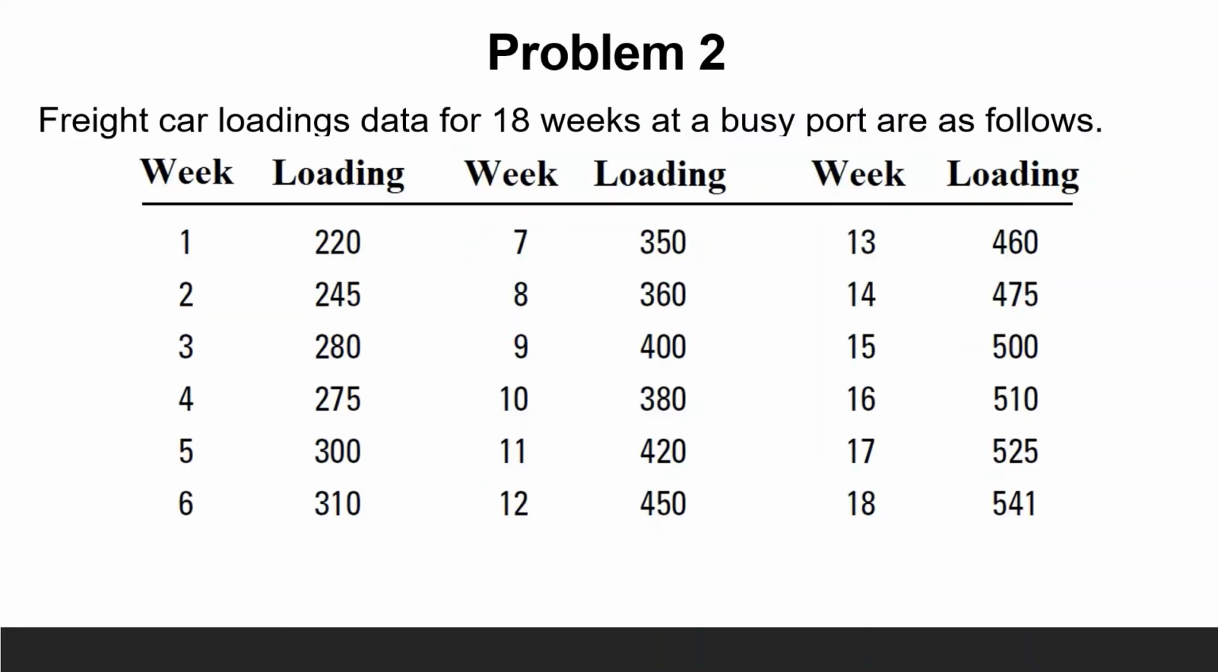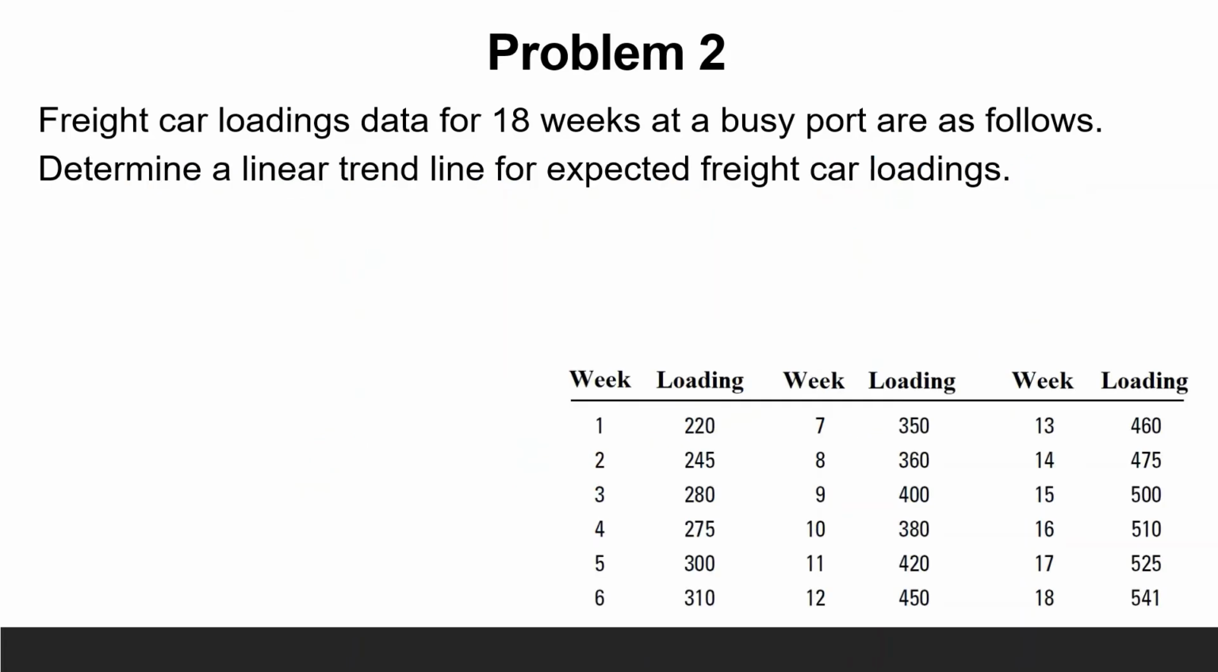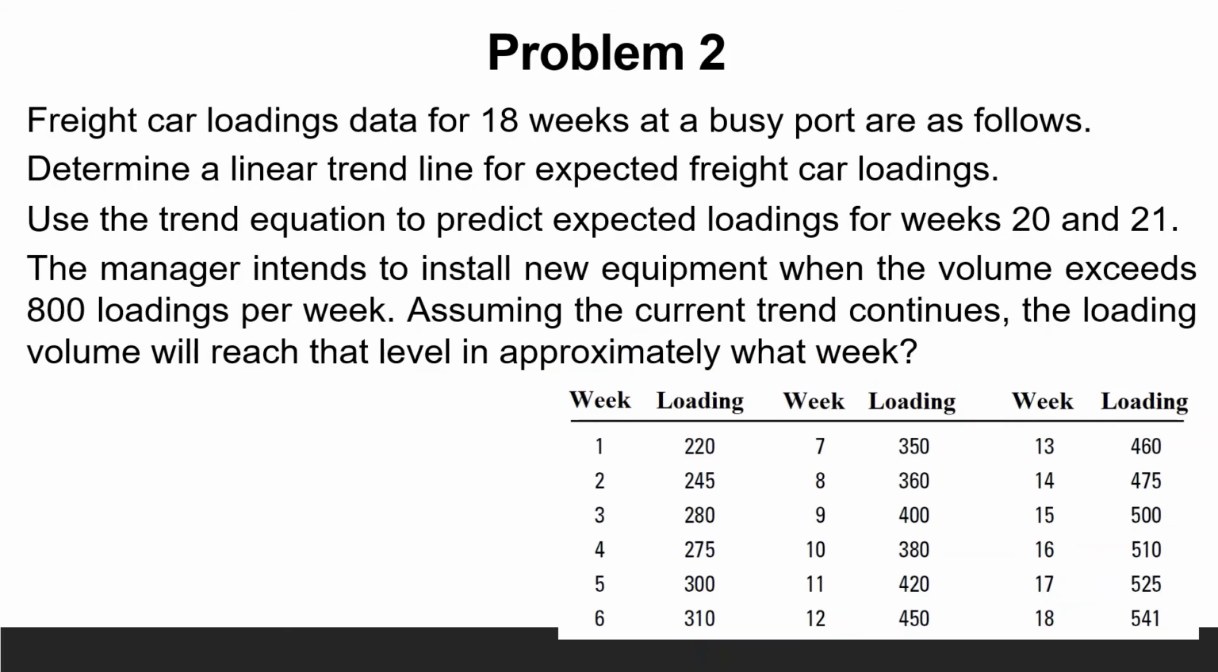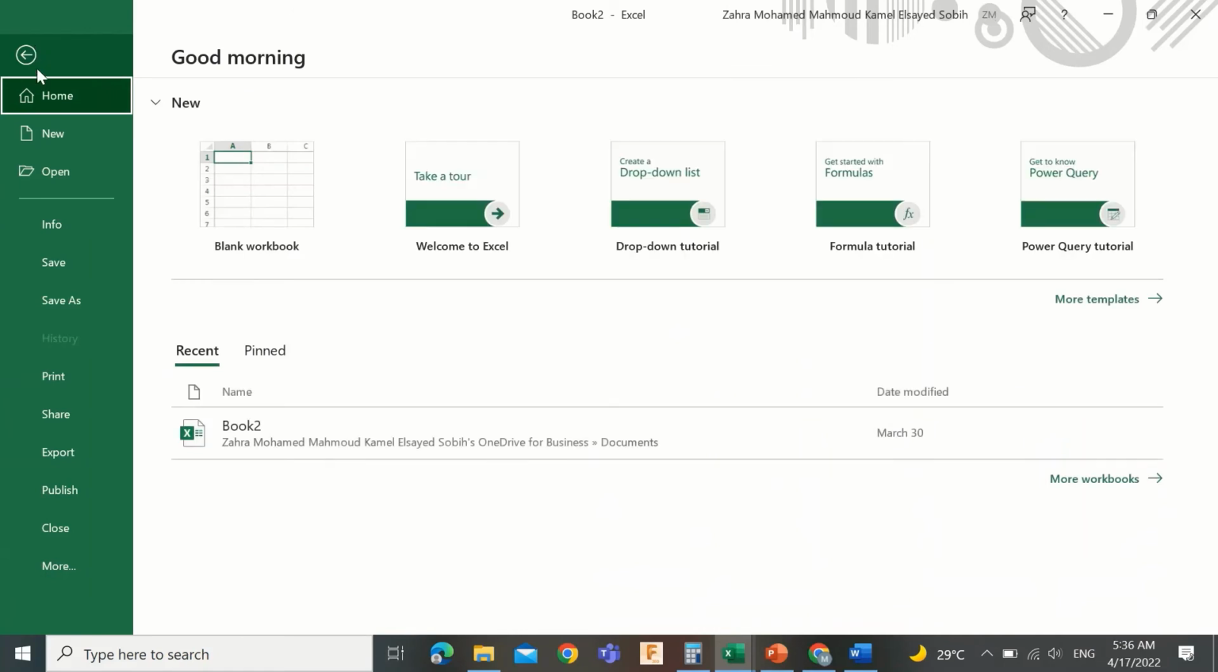Let us solve another example using Microsoft Excel and the calculator. Freight car loadings data for 18 weeks at a busy port are as follows. Determine a linear trend line for expected freight car loadings. Use the trend equation to predict expected loadings for weeks 20 and 21. The manager intends to install new equipment when the volume exceeds 800 loadings per week. Assuming the current trend continues, the loading volume will reach that level in approximately what week?